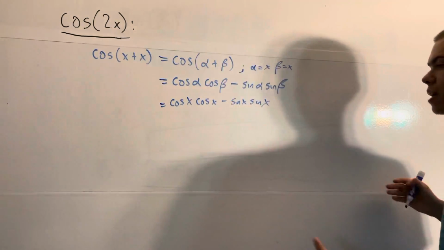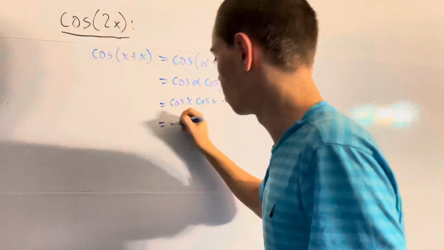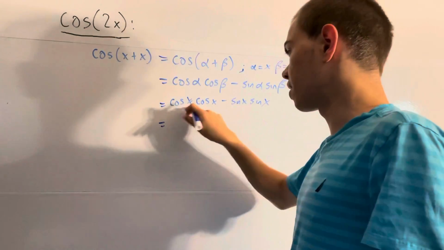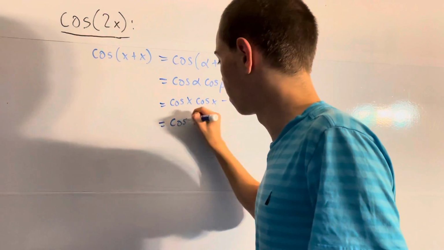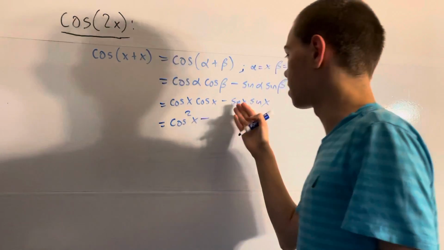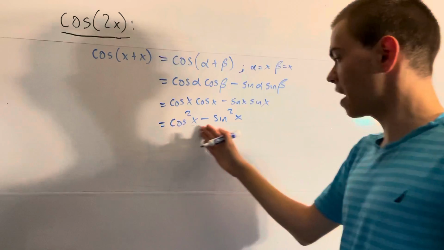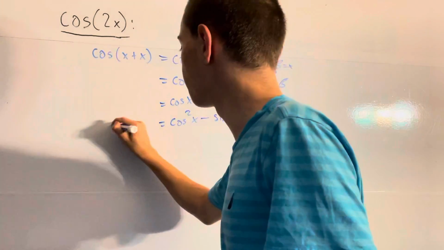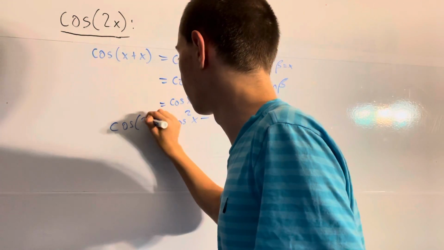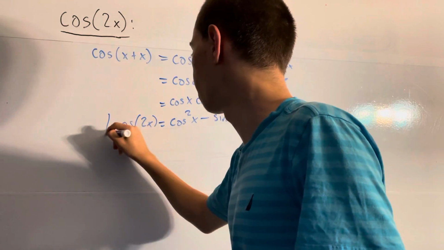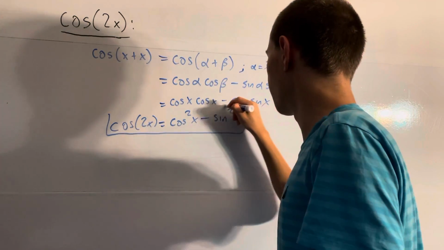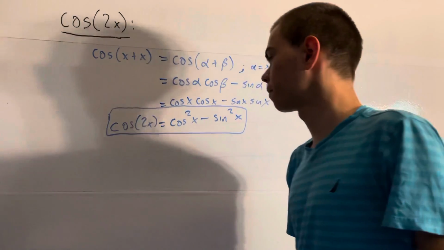And so all we have to do now is simplify this. Cosine x times cosine x is cosine squared x. Sine x times sine x is sine squared x. And that is it. That is another way in which we could write the cosine of 2x. So this is pretty much the identical way of writing it. That's it.